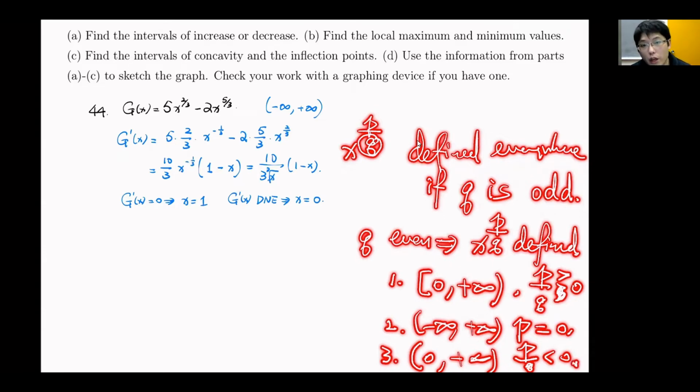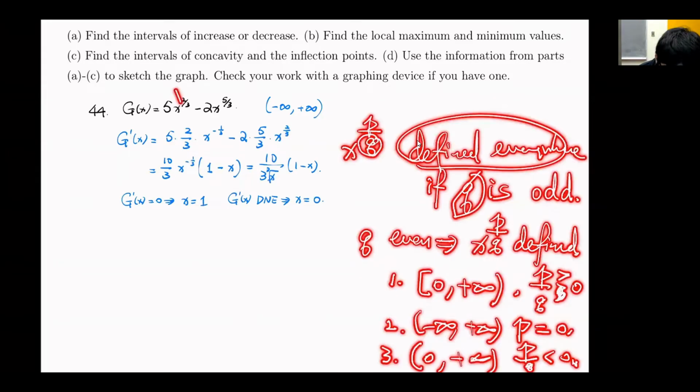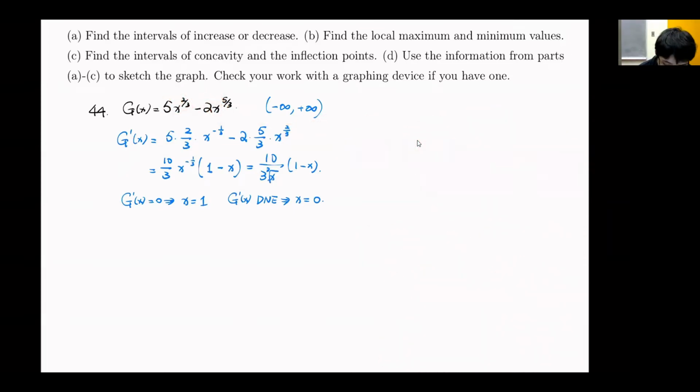All right, so in this situation, because q is odd, the function is defined everywhere. So that's why the domain is minus infinity to infinity. In this case, x equals 0 is a genuine critical number. Together with the 1 over here, they will separate the real line into 3 parts. And we should discuss the increasing and decreasing behavior over these 3 intervals.